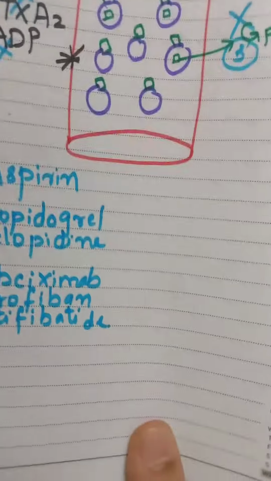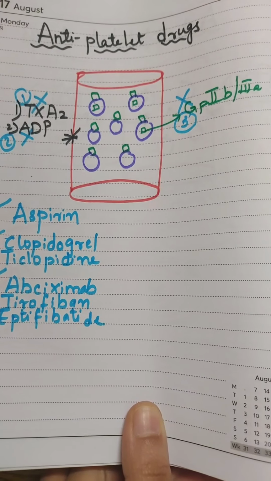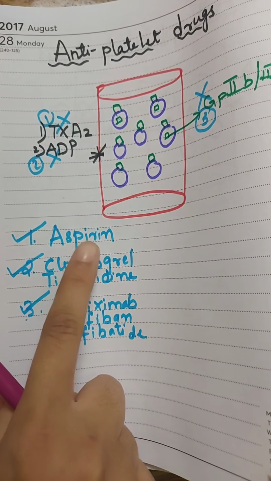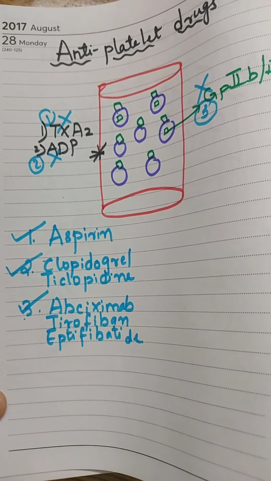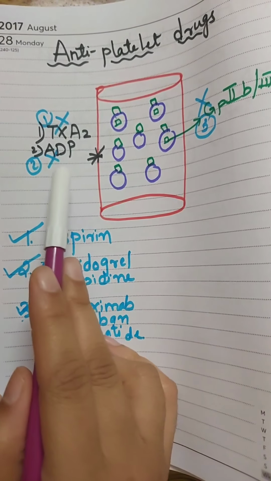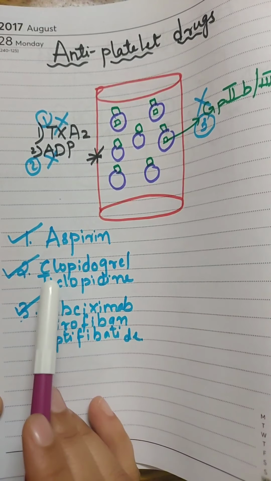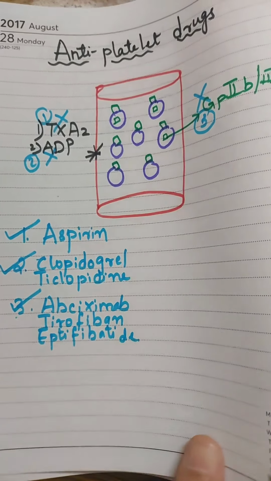So aspirin is a drug which can be used as an inhibitor of thromboxane A2. Okay, it will inhibit the platelet aggregation. So this is the first type of antiplatelet drugs, that is thromboxane A2 inhibitors. Another class of antiplatelet drugs are the drugs that inhibit ADP, adenosine diphosphate, and we have got two drugs, clopidogrel and ticlopidine. So we will check out these two drugs.